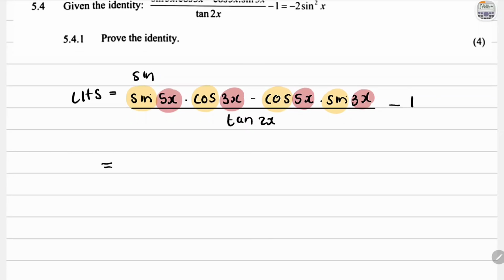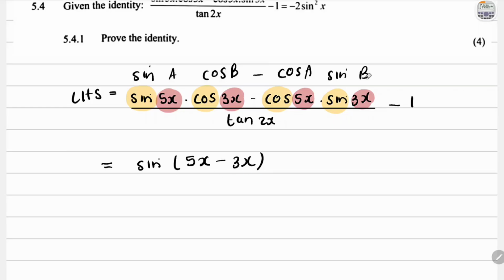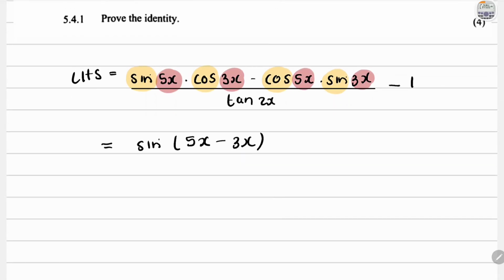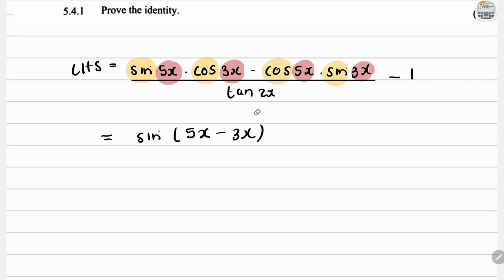Just like we have that in the form of sine A cos B minus cos A sine B. Because you see, the A is consistent, it's both 5x, and the B is consistent. That can get reduced to sine of 5x minus 3x. Sine A minus B, that's what it gets reduced to. And we have the denominator. Now I'm already looking at tan, and tan can be changed to sine over cos. So let's just change that.